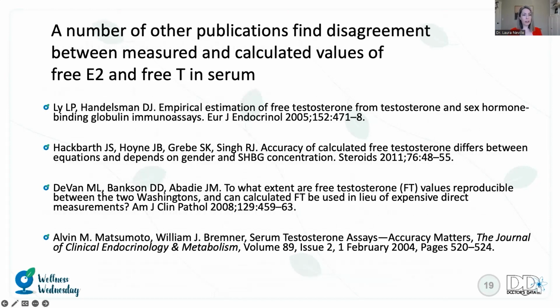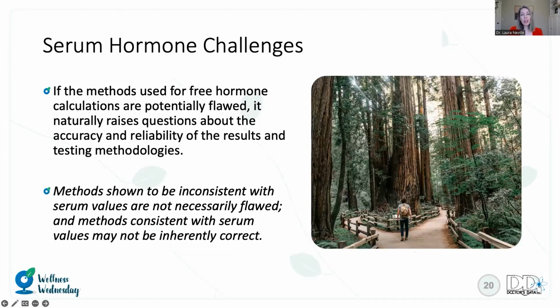There's a number of publications that find disagreement between measured and calculated values, not just of estradiol, but even free testosterone in the serum. So this is not just me saying this, although I do just have a lot of interest in this subject. So I've listed some other studies there to take a peek at.